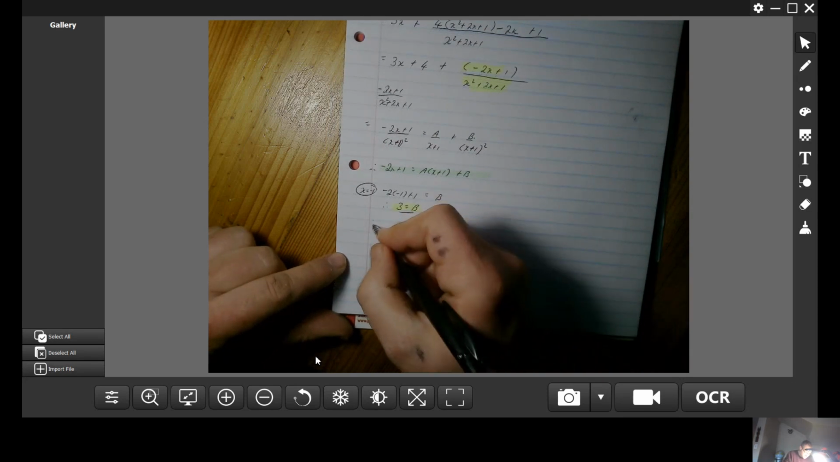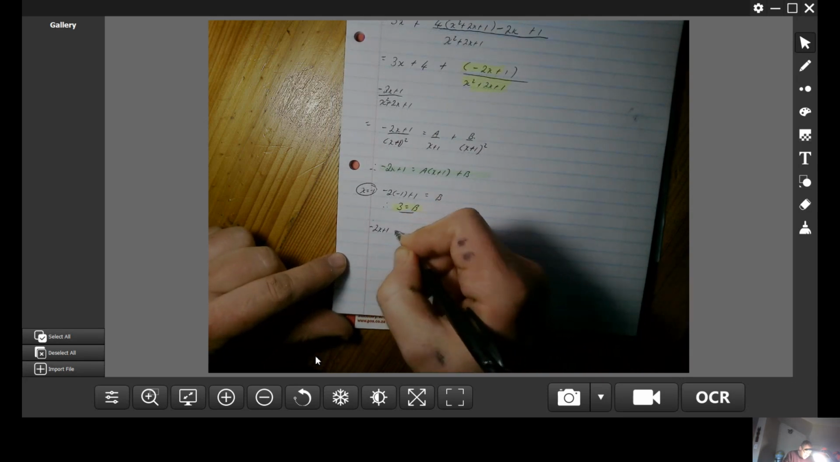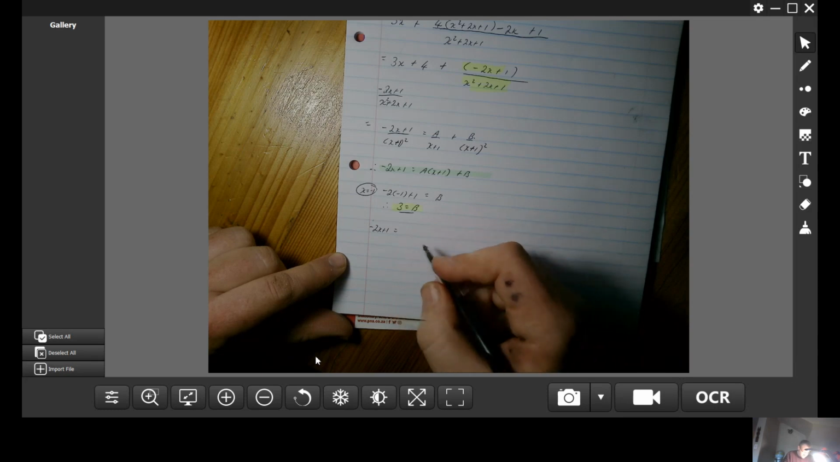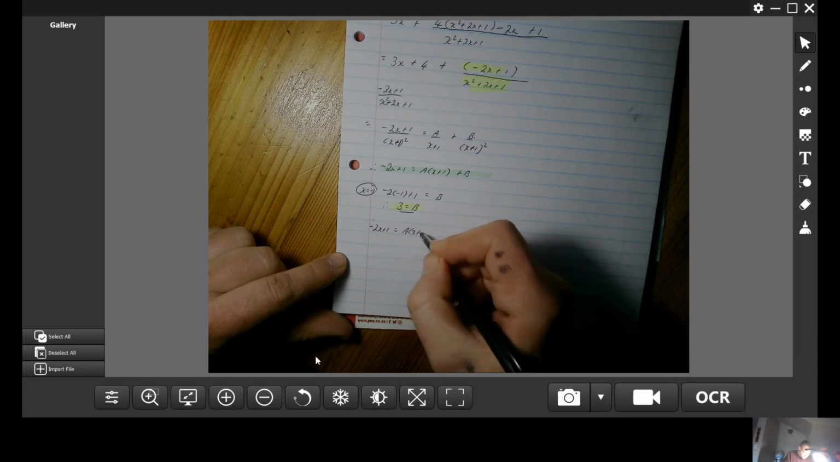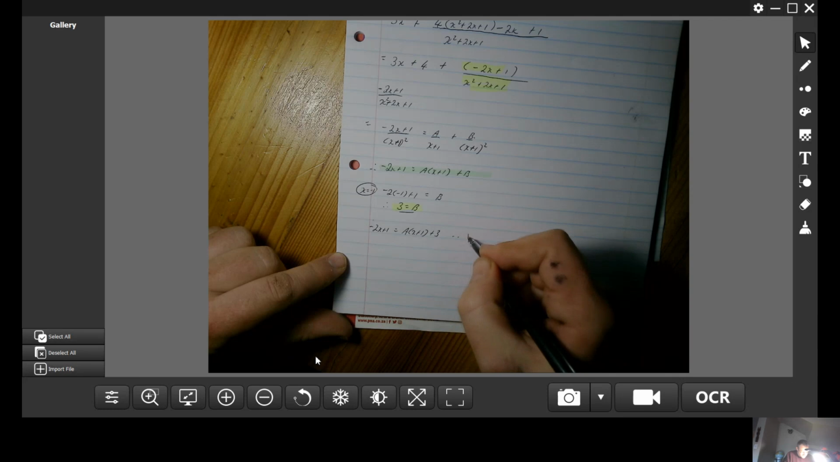So this sum becomes minus 2x plus 1 is equal to A(x plus 1) plus 3.